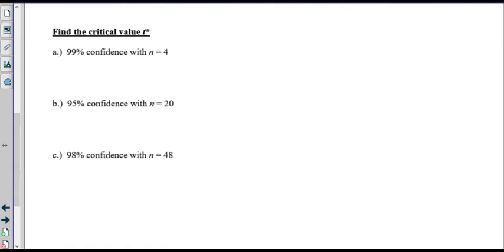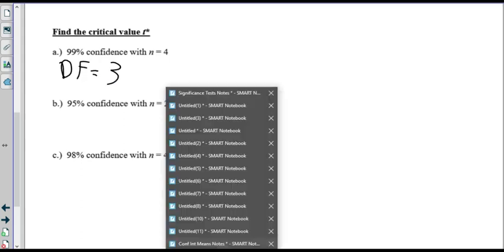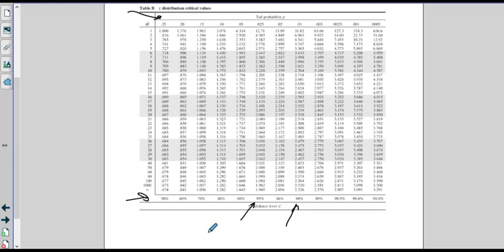Now, this is easy, and this is all we're going to do, and this is all the homework's going to be. So, 99% confidence interval with an n of 4. So what is my degrees of freedom on an n of 4? Really tough, n minus 1. 3. Wow. Okay, so the DF is going to be 3. So we look at 99% which is right here. And we're going to go up to where it intersects with 3. 5.841.